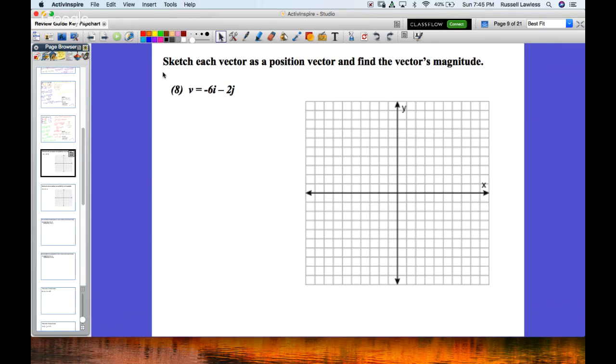Now we're sketching each vector as a position vector and finding the magnitude. Given this information, I know on the review guide that's posted on my GAC that there was no graph like this.